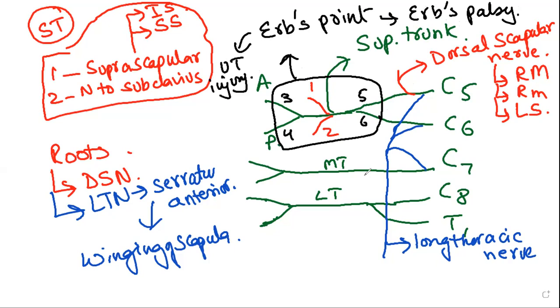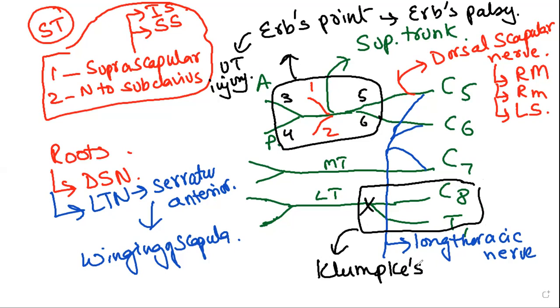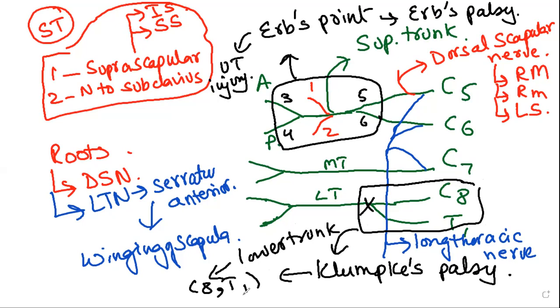Upper trunk injury. If the injury is here, in the lower part, this is known as what? This is your Klumpke's paralysis. Klumpke's palsy. Okay. It is your lower trunk injury. Lower trunk means what? It is going to have the root value of C8 and T1. So patient will develop what?